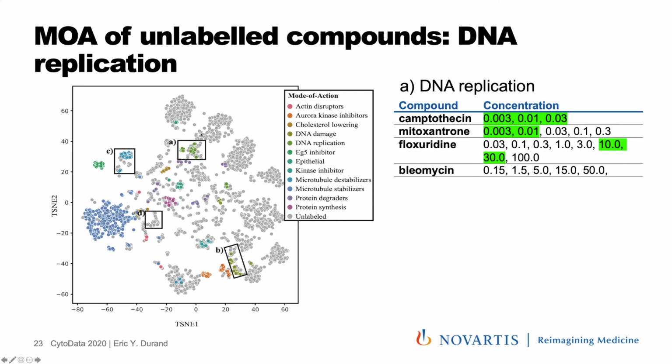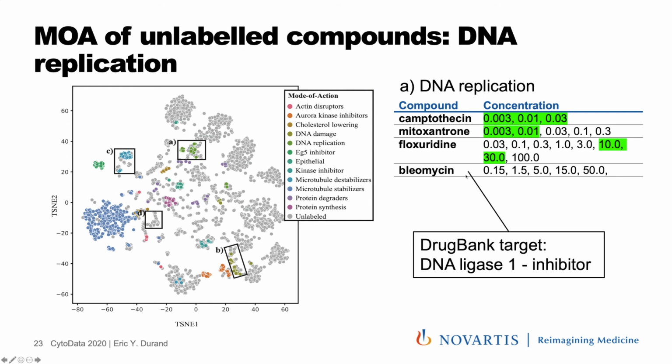If you look at cluster A, for instance, all compounds that are annotated within cluster A are annotated as DNA replication. But you also find compounds that are not annotated in this dataset, such as bleomycin. And if you look at the DrugBank target, bleomycin is annotated as a DNA ligase 1 inhibitor, fitting very well with the DNA replication mode of action.